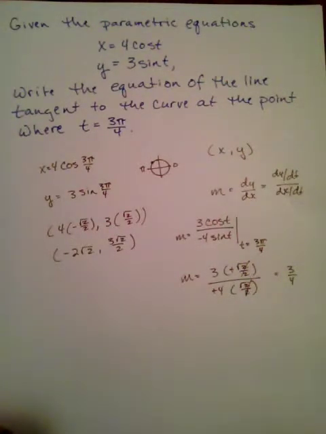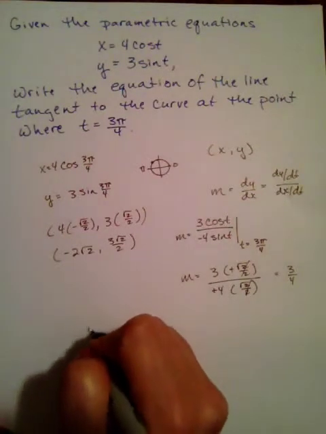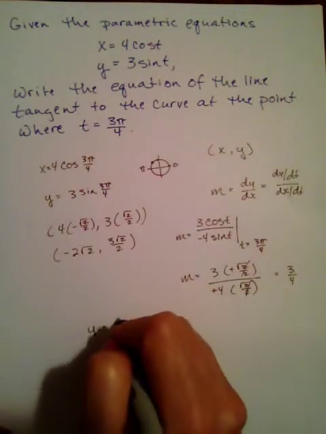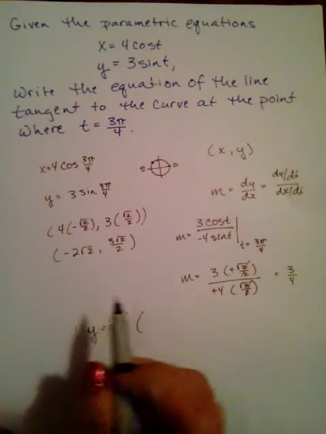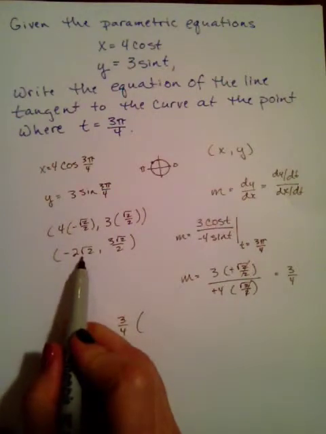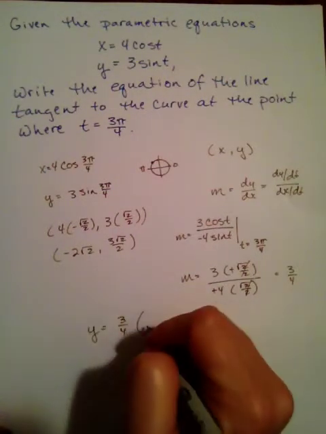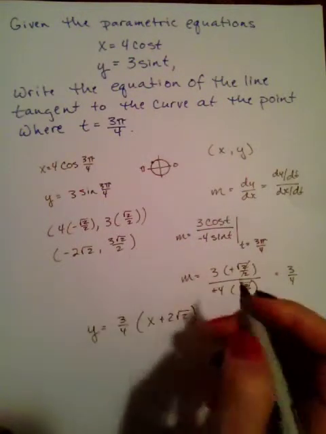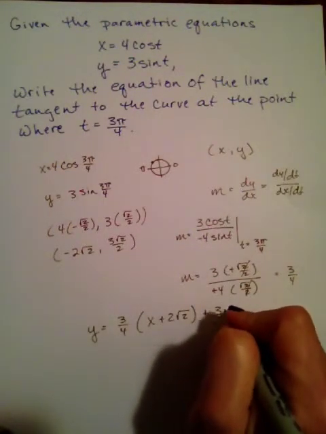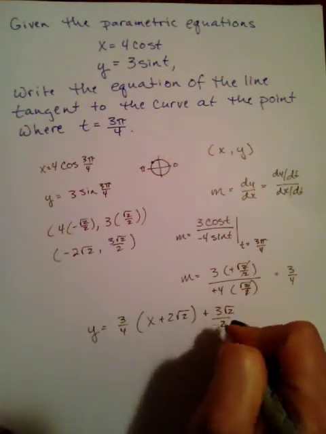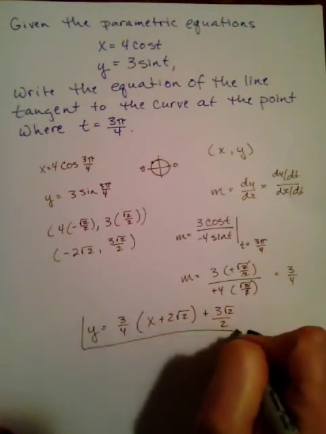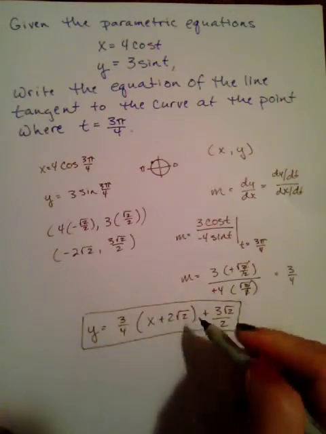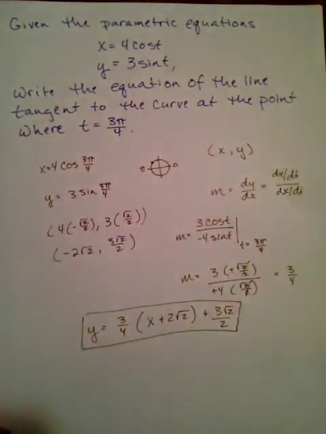And now I'm ready to write the equation of my line. It'll be y equals my slope of 3/4. My point has been shifted from the origin to the left 2 square root of 2, so it'll be x plus 2 square root of 2. And it has been shifted up 3 square root of 2 over 2. And that is the equation of the line tangent to the curve when t equals 3 pi over 4.